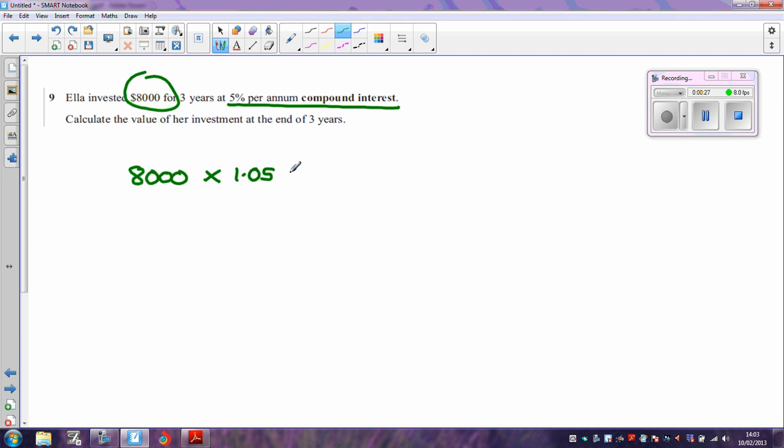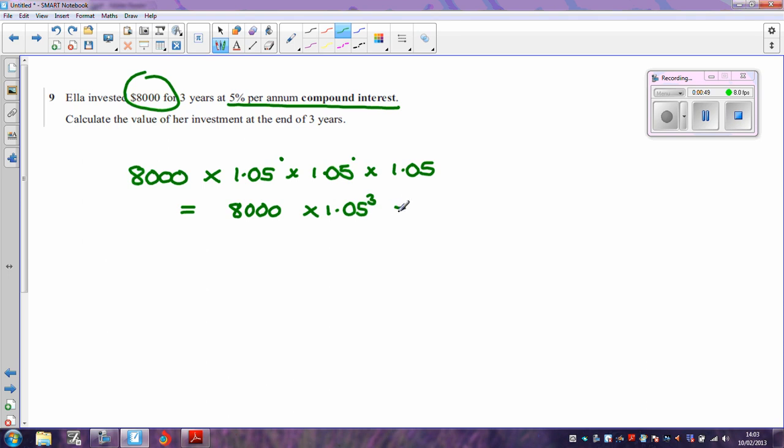Now, if we do that three times, we could multiply by 1.05. So that's at the end of the first year. At the end of the second year, we'll have this much. And if we multiply by 1.05 again, we will have the amount that her investment is worth at the end of 3 years. Now, a slightly quicker way of doing that is to multiply by 1.05 to the power 3.